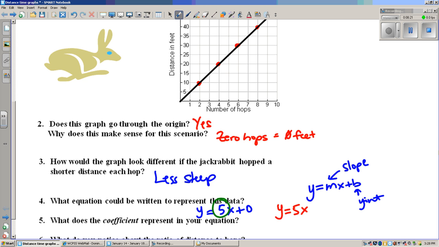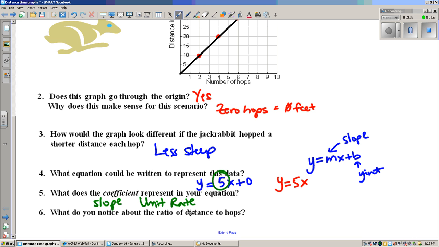Well, that coefficient represents, number 1, our slope. We've already discussed that. But this also represents our unit rate. When we began this unit, we began with quite a bit of work on unit rate, which is just saying that for every 1 unit, what are you comparing it to? For example, here, for every 1 hop, how far has the bunny or the jackrabbit hopped? Well, he's gone 5 feet. All right, so the slope tells us the unit rate.